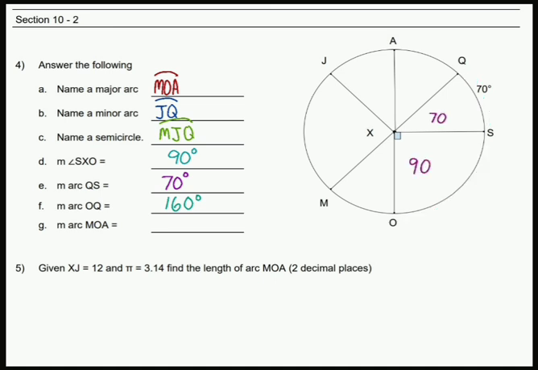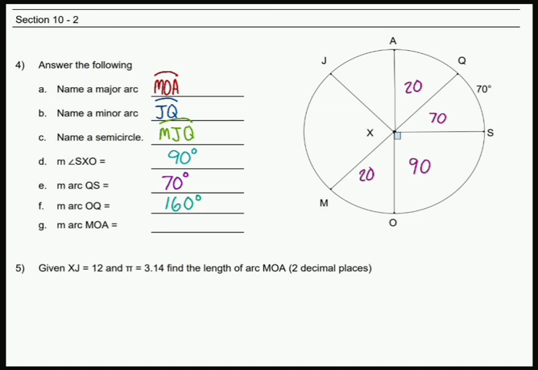To find the measure of arc MOA, we need to put down the arcs that we do know. The first arc we know is 70 degrees, QS. The other one we know is OS, which is 90. The measure of arc MOQ is 180 degrees, so if we take the 90 and the 70, what is left is 20 degrees. But you might be asking, why did we find that 20 degrees?